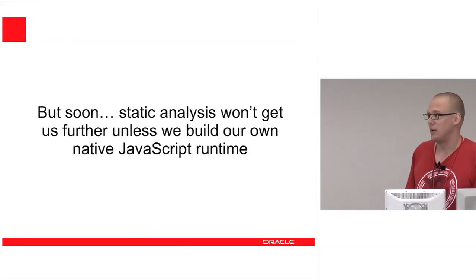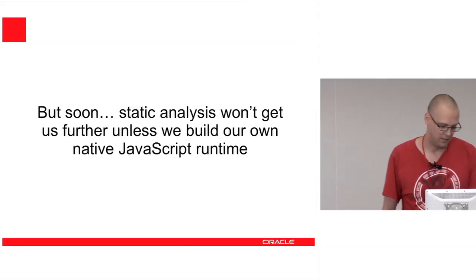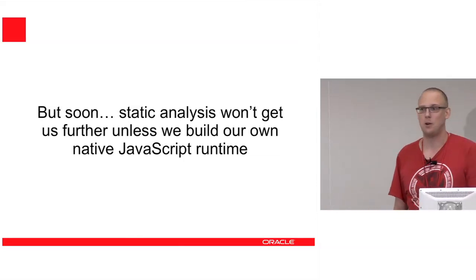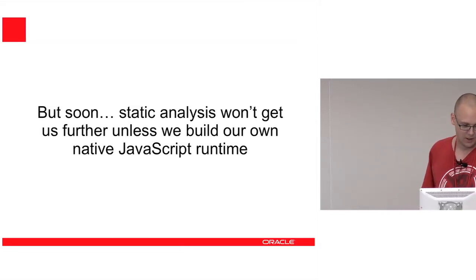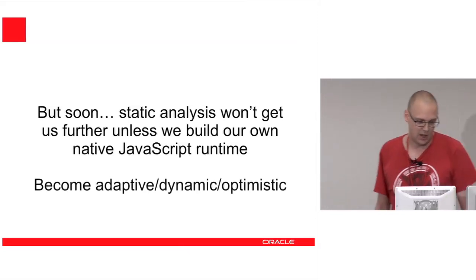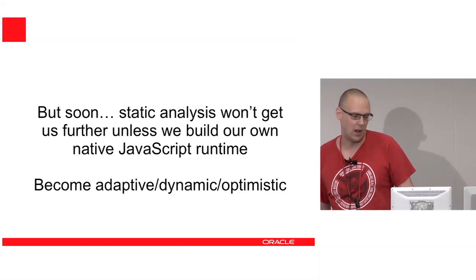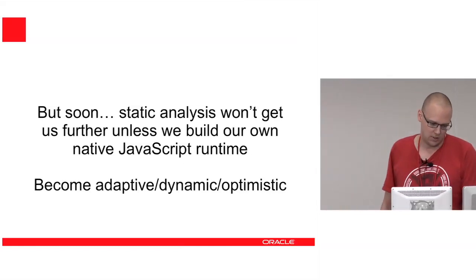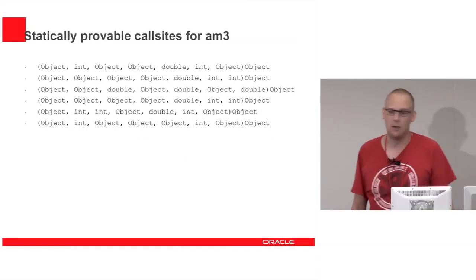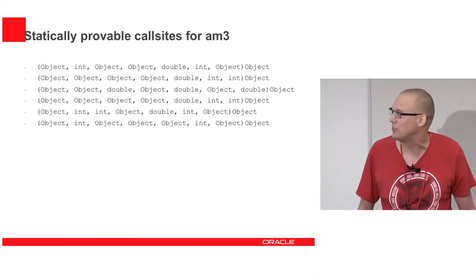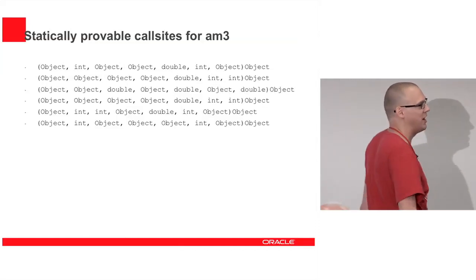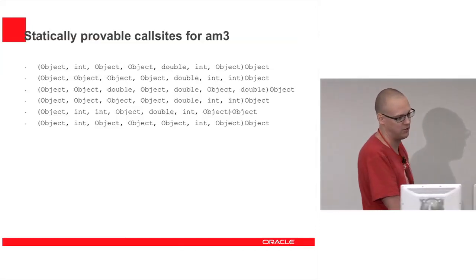Unless we build our own JavaScript runtime, or even a native JavaScript runtime, for the purpose of objects and primitives, we probably won't get any further. So we have to become adaptive, dynamic, optimistic. These are the 6 call sites to AM3 where we can statically prove the types if we just look at the script and use the conservative doubles for any number, which is also not good enough, but I'll show you that.